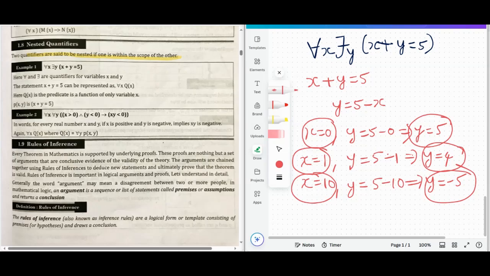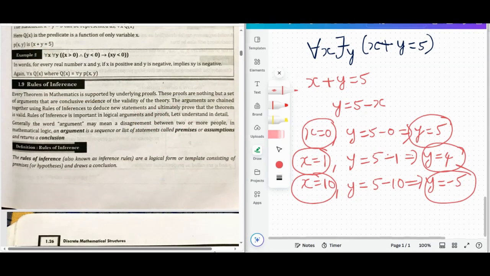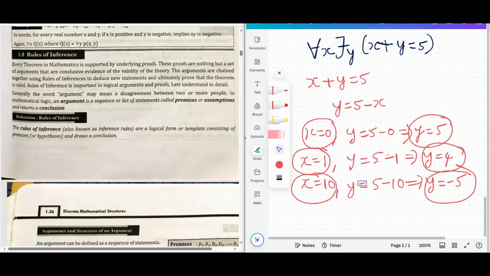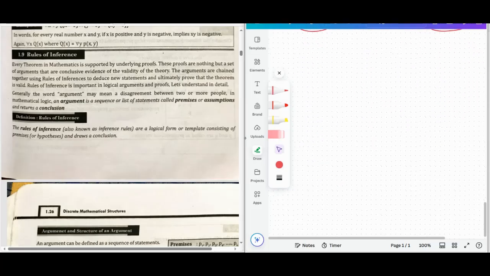Then the next topic we have is rules of inference. What is meant by rules of inference? The rules of inference, also known as inference rules, are logical forms or templates consisting of premises or hypotheses from which a conclusion is drawn. Whenever a statement has premises and a conclusion, it is called a rule of inference. Now we will discuss some of the rules of inference.